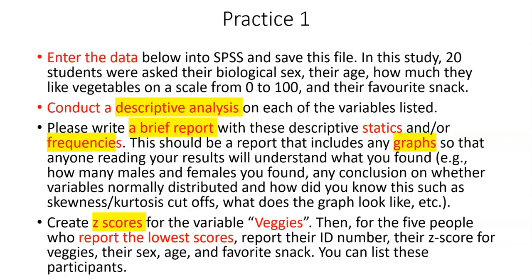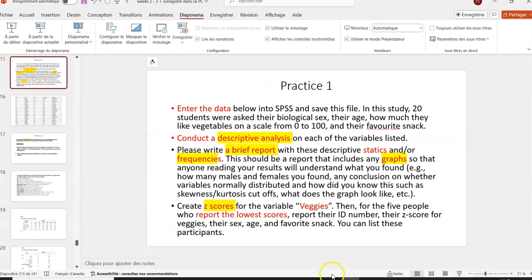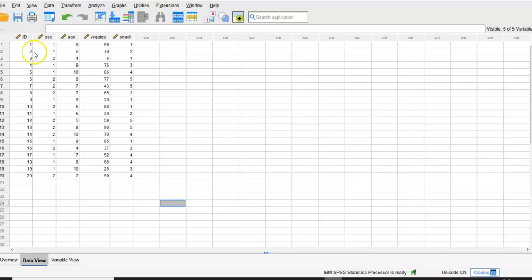So you can see here, practice one. Enter the data below into SPSS and save the file. I made one SPSS file, so I want to show you what I made. That is here. According to the instructions, there is the ID and then the gender, age, and the veggies and the snack. So I constructed the data set according to that instruction.